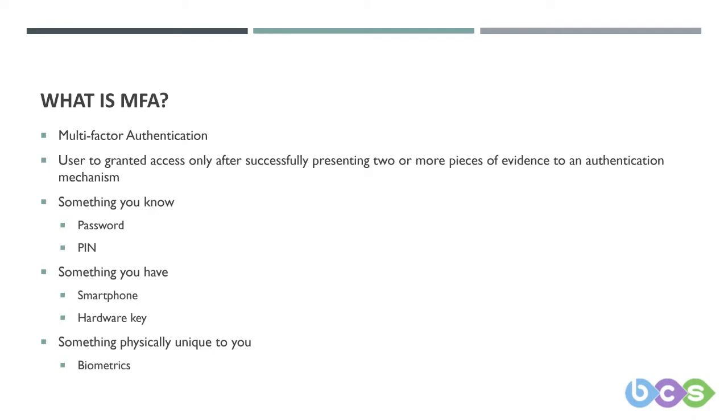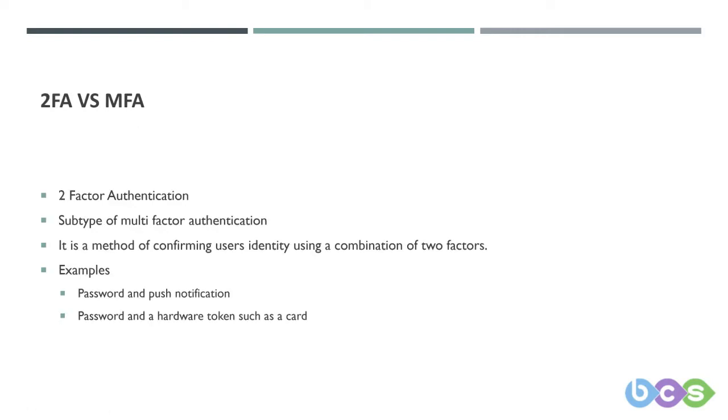These pieces could be based around knowledge, something that the user and only the user should know, possession, something that the user and only the user has, and inherence, which is something that the user and only the user is. We'll go on to some examples of those shortly.